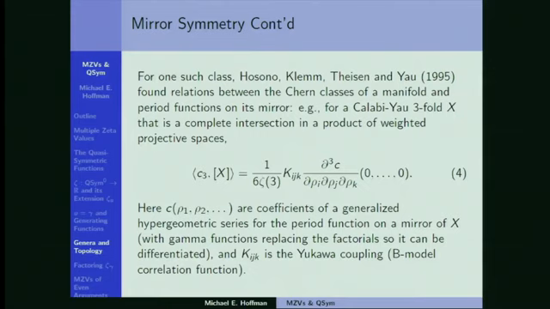And basically, Libgober studied one of these cases: complete intersections in a product of weighted projective spaces. And they came up with this formula, which is intriguing because it does involve zeta 3. So some of our favorite numbers. And I don't want to spend a whole lot of time explaining the notation.